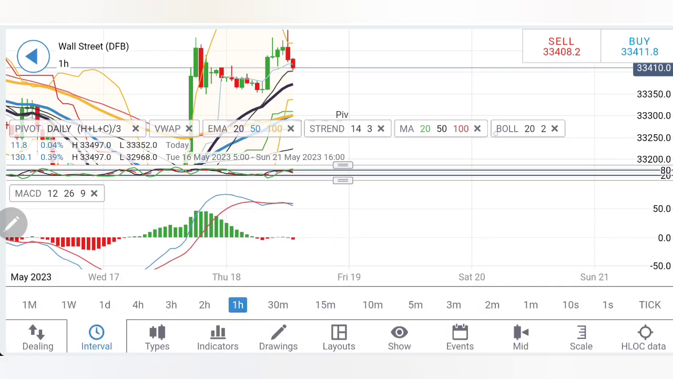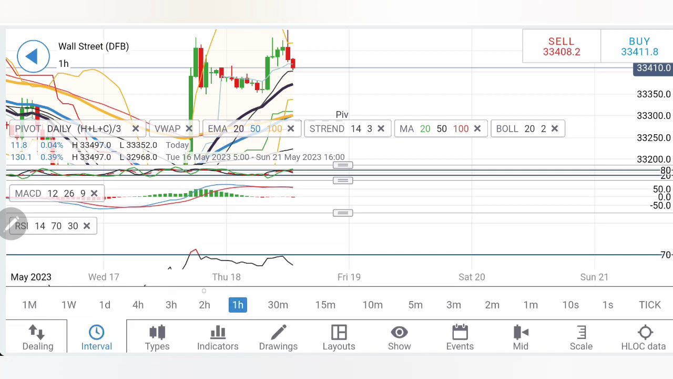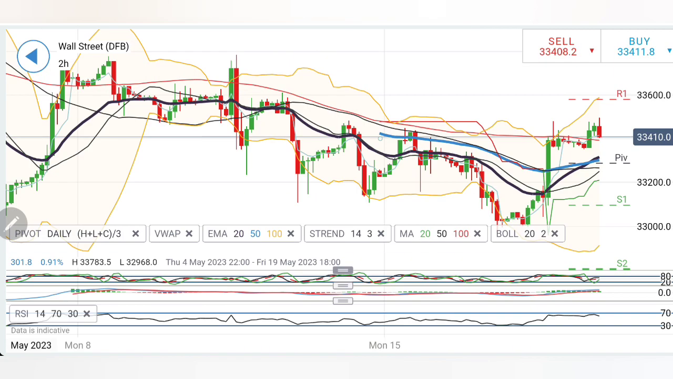Stochastic is overbought, looking down. MACD has also crossed over, trading with little divergence, looking downwards. RSI is also looking downwards, trying to trade bearish.